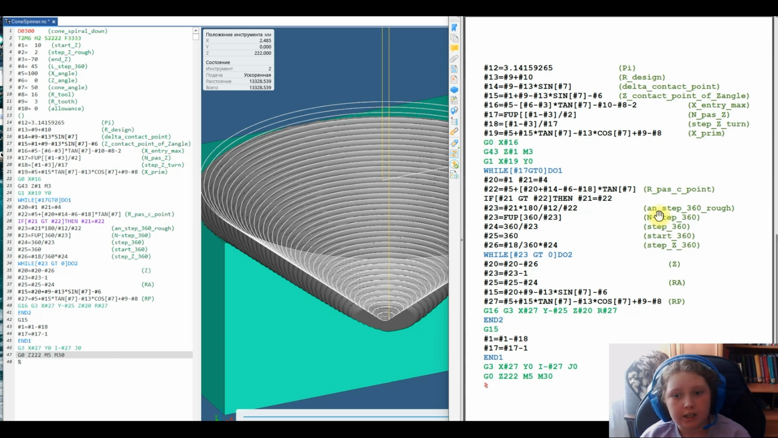These are the calculations. The first while is the step along Z. The second while is the step along the circle. For each turn, the step angle is calculated anew. Polar coordinates are used. Here's a picture.